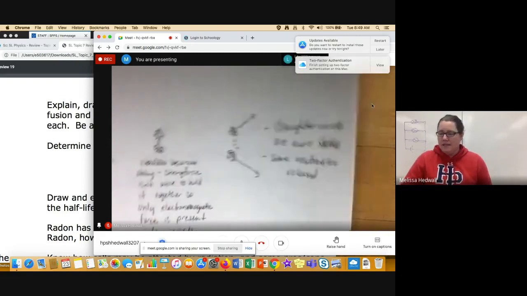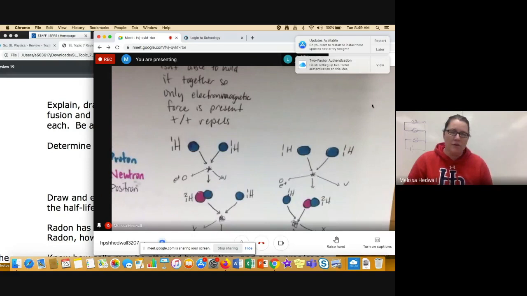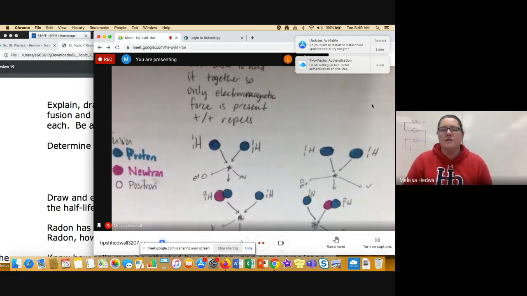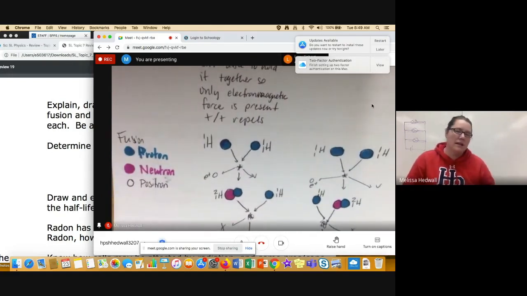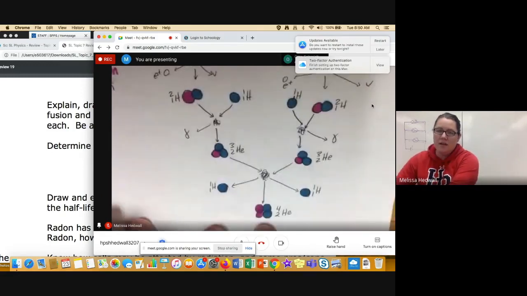The biggest thing when we're talking about fusion, and again, there are several different ways you can look at this, is that you're dealing with really, really light elements combining. It rarely happens in a single process. It's usually a chain of reactions that ends with helium and hydrogen.